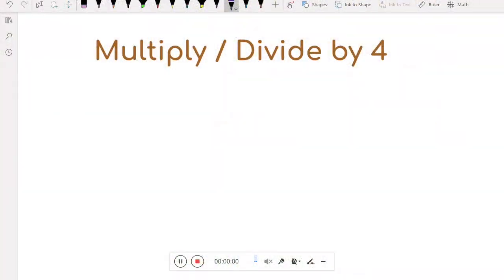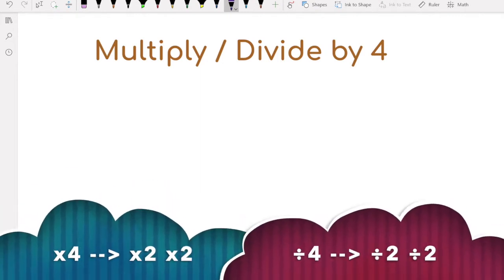Math time. Okay, the trick today is multiply and divide by 4. This comes up all the time, and this trick is actually quite obvious, but it's effective. Most people don't actually do this, yet you should. It's much quicker, and you can do this in your head.